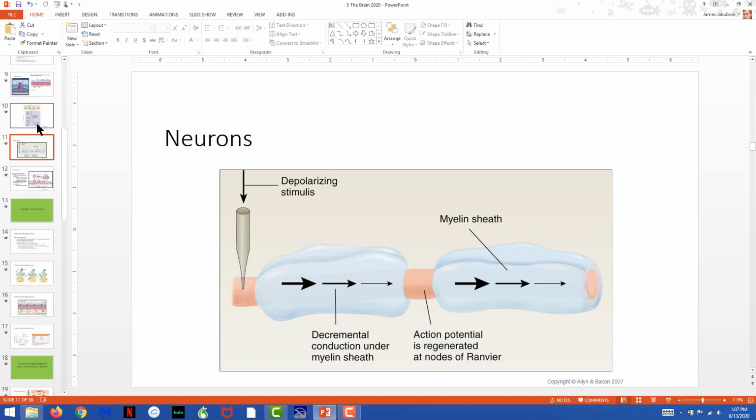Please be aware that the spaces in between the myelin are known as the nodes of Ranvier, or, if you want to call it Ron-Veer, that's fine, but I think you're safer speaking in public and saying the nodes of Ranvier. And that is the space in between the sections of myelin.